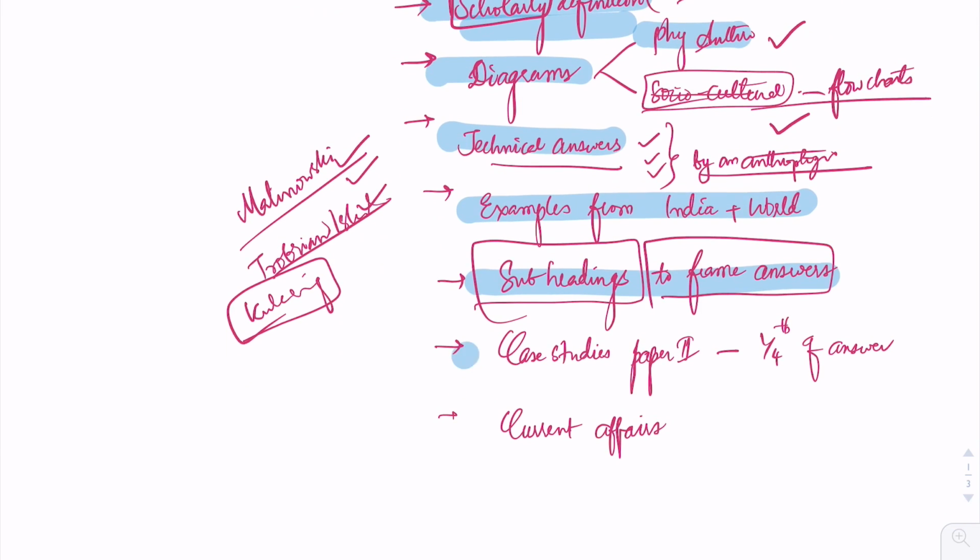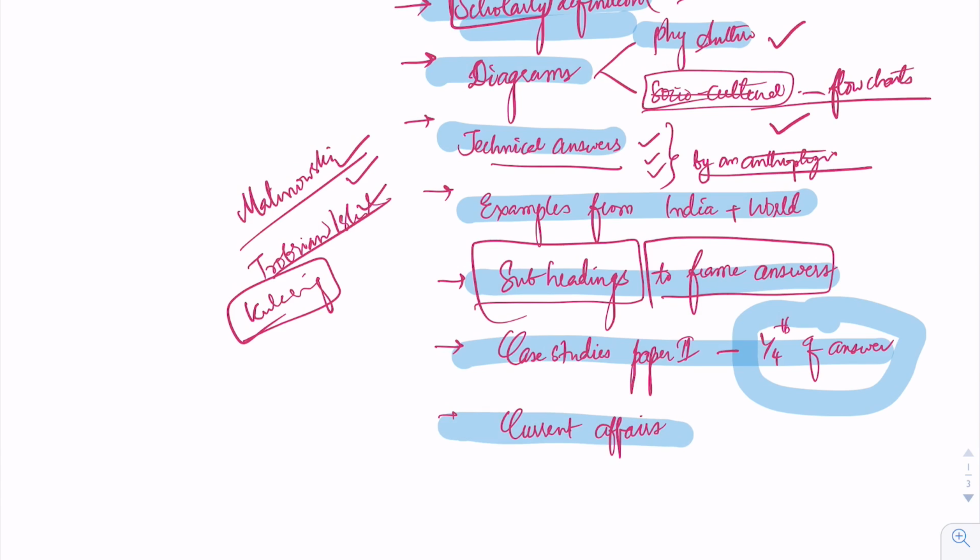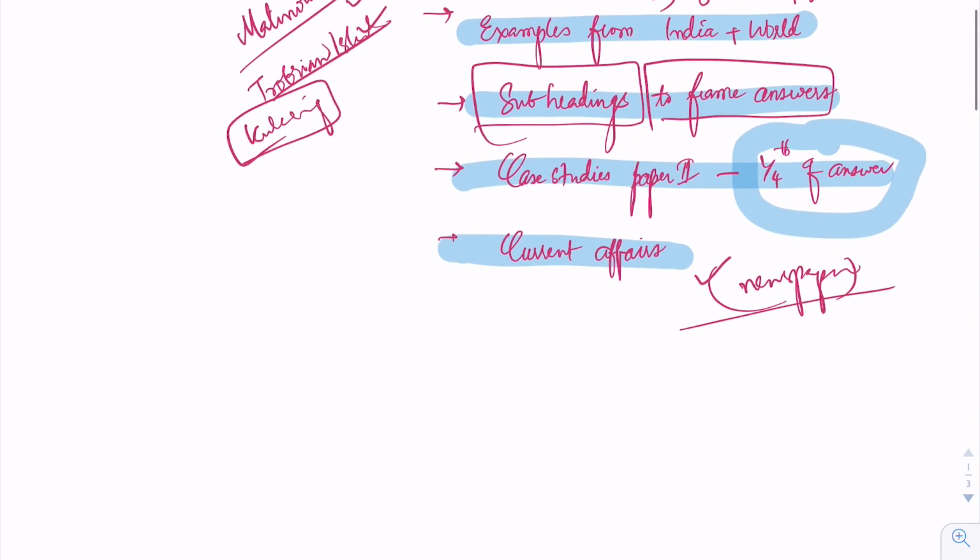In paper 2, you can use case studies in your answers to make them more relevant and contemporary. Just be sure not to exceed the word limit for these case studies. Ideally, they should span not more than one-fourth of your answer. Finally, wherever apt, try to incorporate current affairs in the conclusion of your answers. You would find the latest research findings in newspapers; keep a notebook where you document all such research and try to quote them in your answers.